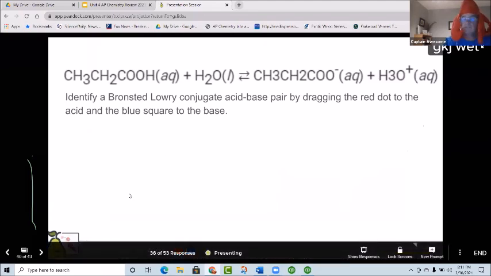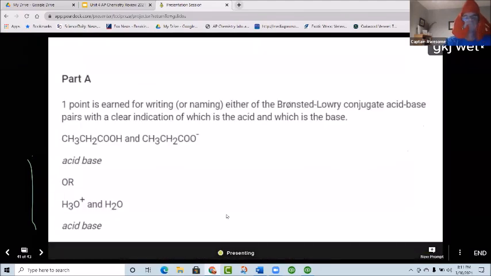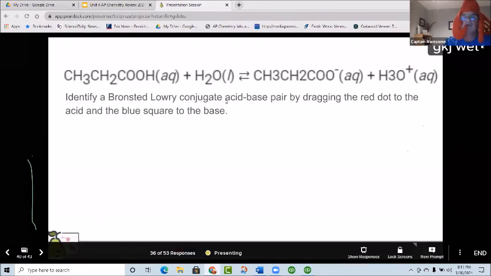So the correct answer, let me show you what the rubric was. You get 1 point for saying that the CH3CH2COOH is the acid, and then its conjugate, the thing on the right-hand side, was when it had lost a hydrogen, right? Or you could have pointed out that H3O is the acid and the H2O is a base. So if you went back, the H2O absorbs a hydrogen, so it's acting as a base, and the H3O is what it turns into, the conjugate acid.